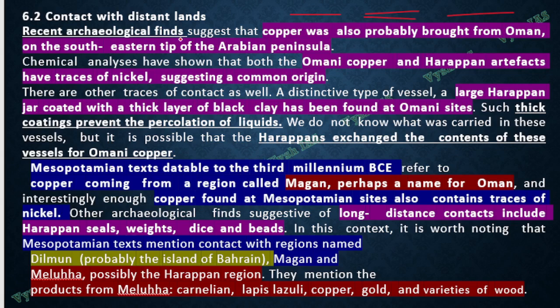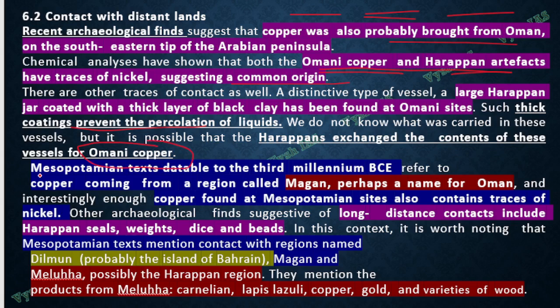Now going with the distant lands, which I already showed you in the map, copper may have come from Oman other than from Rajasthan. Omani copper, these things are found, meaning whatever you find in Harappa, the same kind of traces you are finding in Oman also. So that means there is a common origin for it. Same like that, in Oman, if you see here, there are liquids which are found, which may have been transported through this pottery which is made of Oman copper.